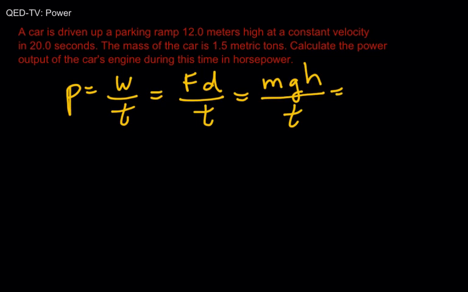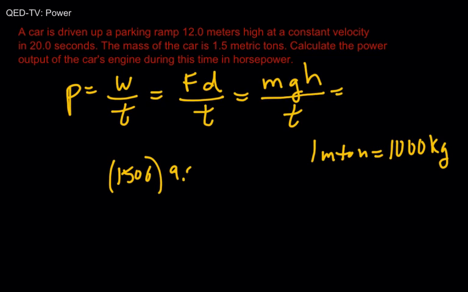So what's the mass of this car? Well, it says 1.5 metric tons. You might not be aware of what a metric ton is, but most of you know that 1 ton is 2,000 pounds, while a metric ton is 1,000 kilograms. We call it a metric ton because it's actually like 2,200 pounds, so it's about 200 pounds bigger than a regular ton. So anyway, it's 1,000 kilograms. So this says 1.5 metric tons, and the mass then would be 1,500 kilograms, and then gravity is 9.81.